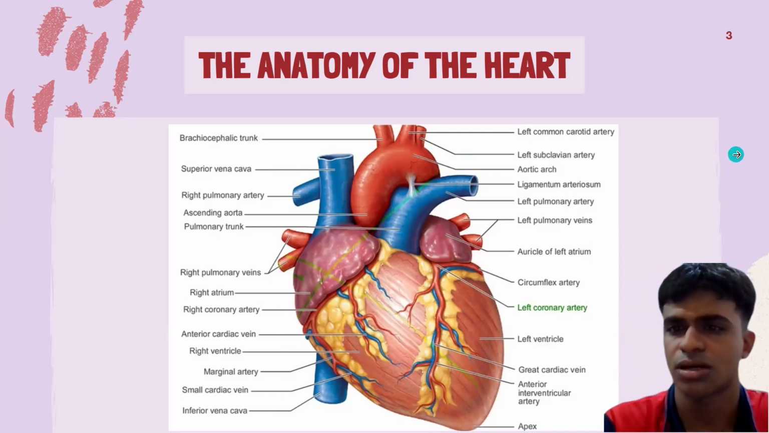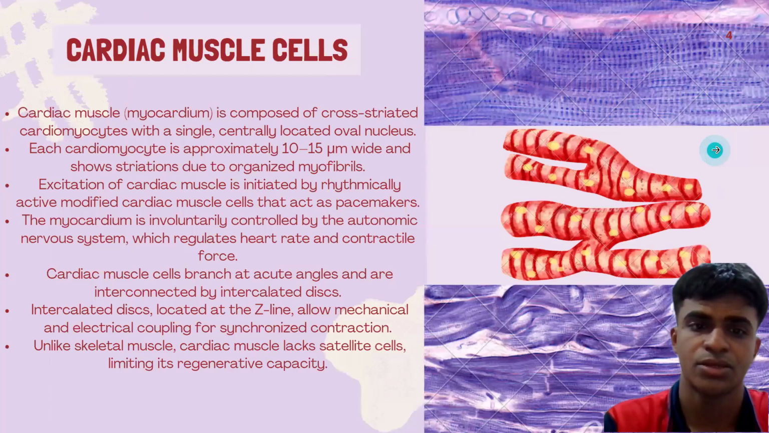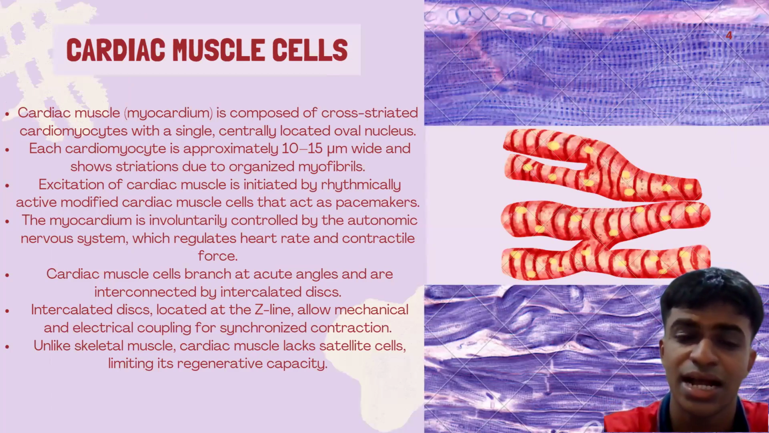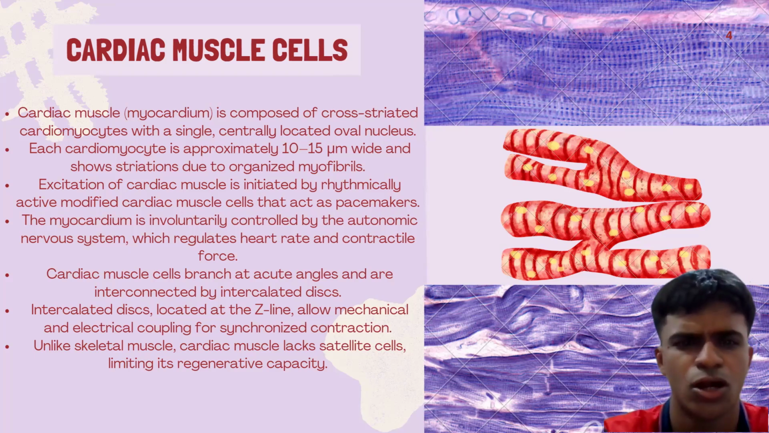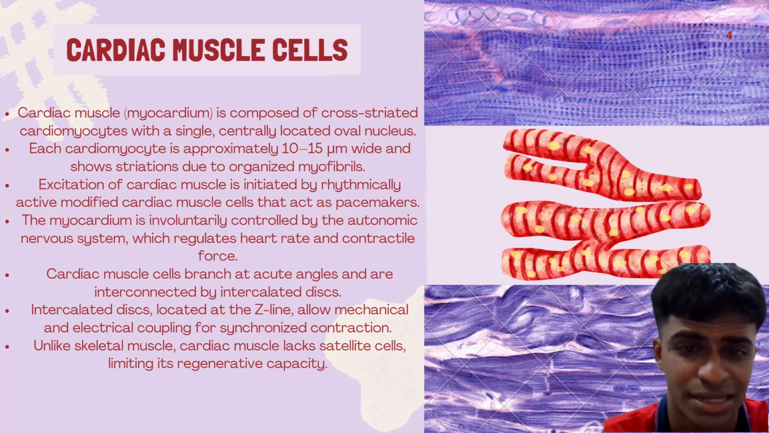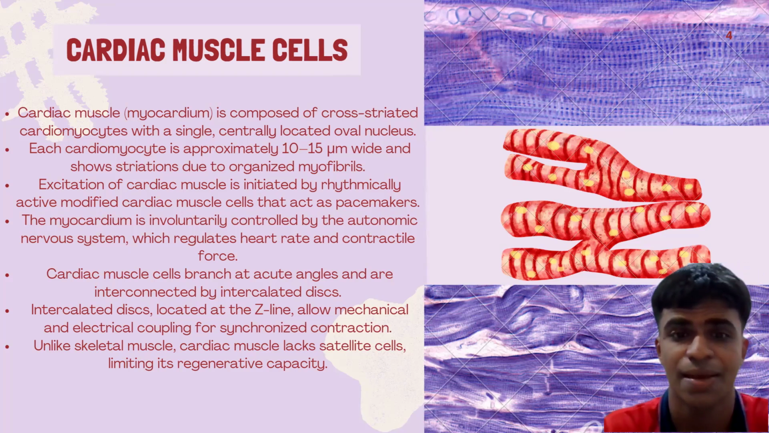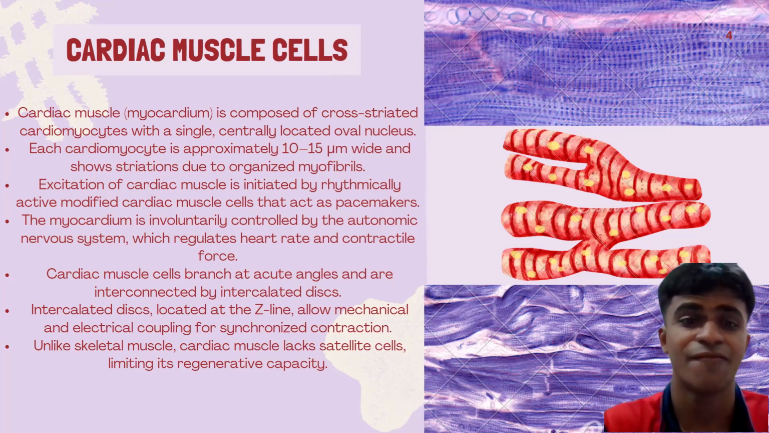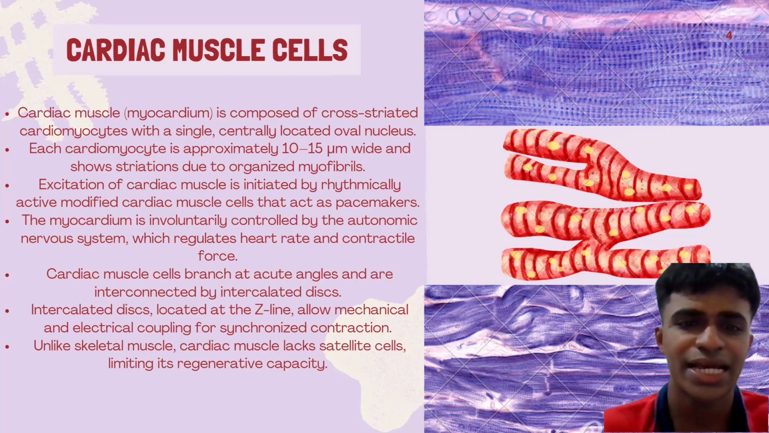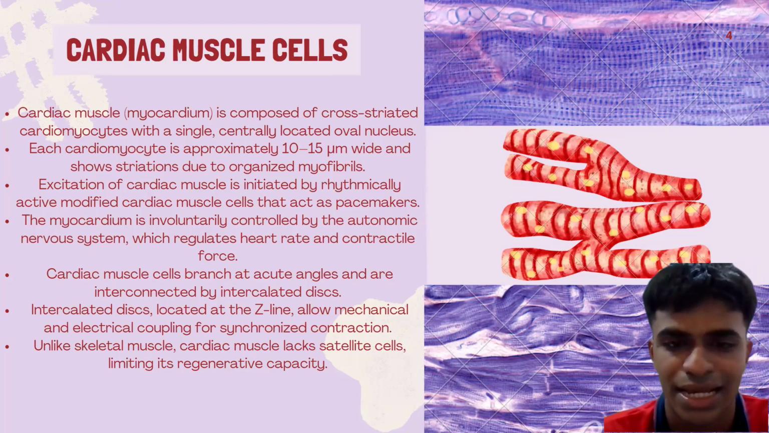So, let's talk about the cardiac muscle cell. The heart is made of cardiac muscle, also called myocardium. These muscle cells are cross-striated, similar to skeletal muscle, but they are involuntary, meaning we don't control them consciously. Each cardiomyocyte has a single central nucleus. These cells branch and connect at specialized structures called intercalated discs.